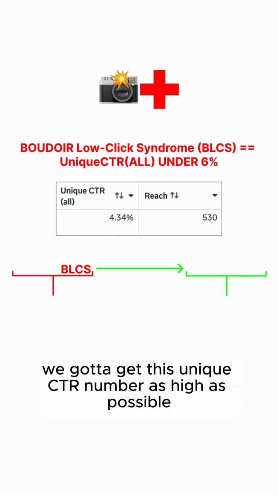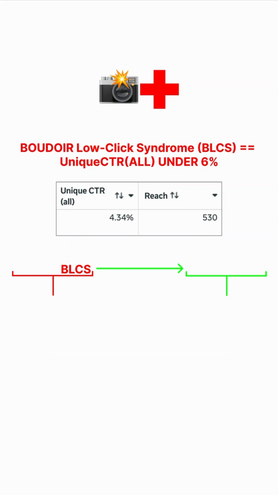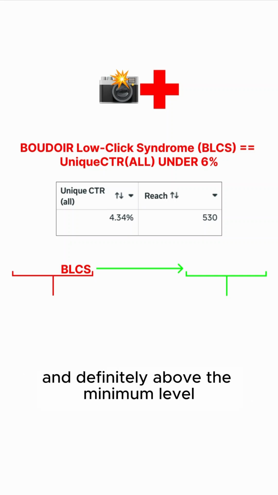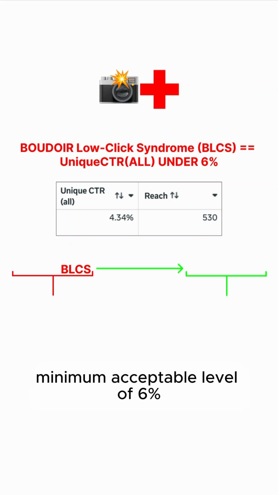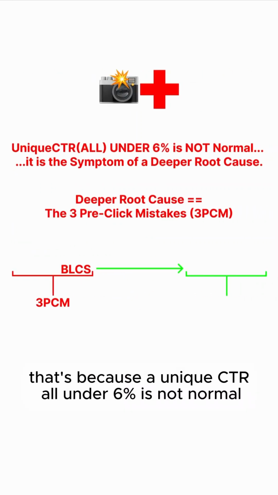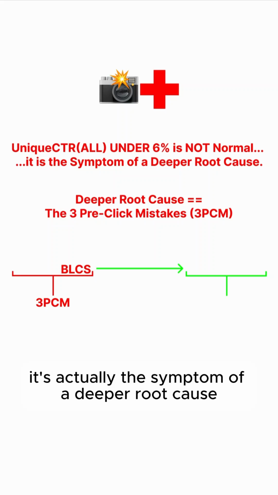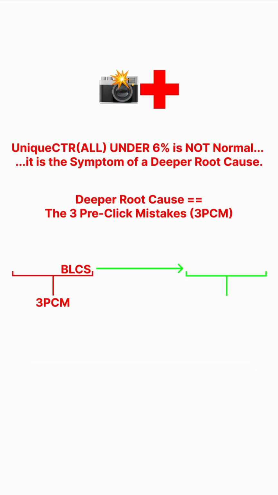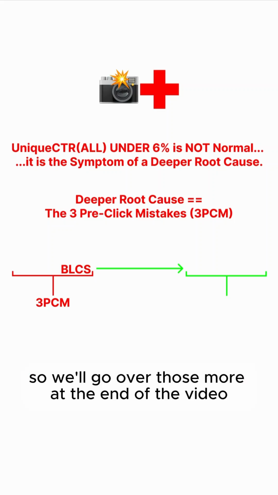We got to get this unique CTR number as high as possible to maximize that probability, and definitely above the minimum acceptable level of 6%. That's because a unique CTR under 6% is not normal. It's actually the symptom of a deeper root cause. And that deeper root cause is the 3 pre-click mistakes. So we'll go over those more at the end of the video.